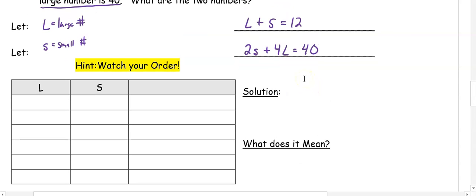So the large number is going to be the bigger number here. The biggest the large number can be, if we're adding to 12, is 12. And then we can go down from there: 11, 10, 9, 8, 7. Notice that there aren't as many rows as before, because I don't want to include the smaller numbers, since that's going to change the role of the small and large number.